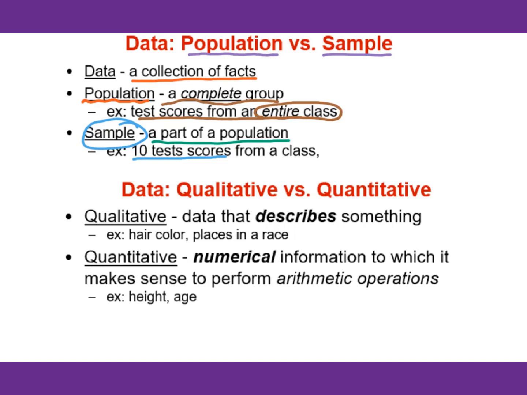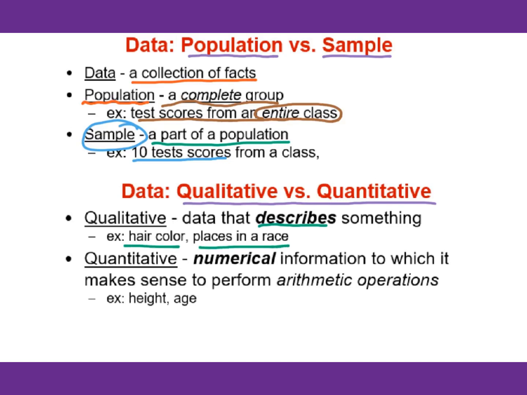Also, we have qualitative data and quantitative data. Qualitative data describes something, like hair color, or places in a race. Quantitative data is numerical information to which it makes sense to perform arithmetic operations, like height or age.